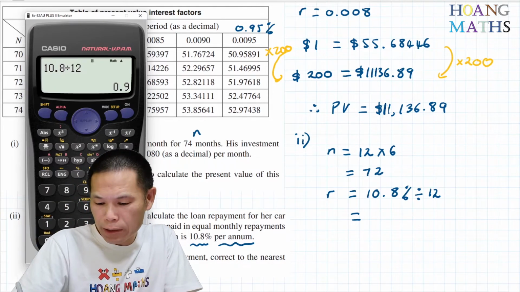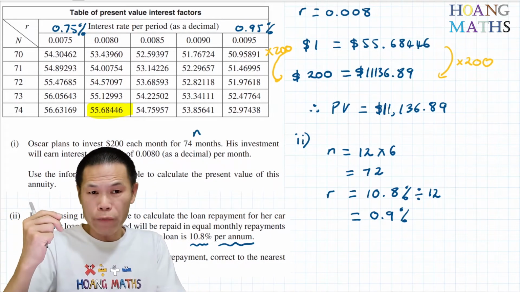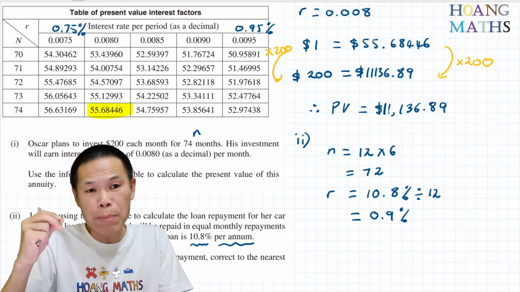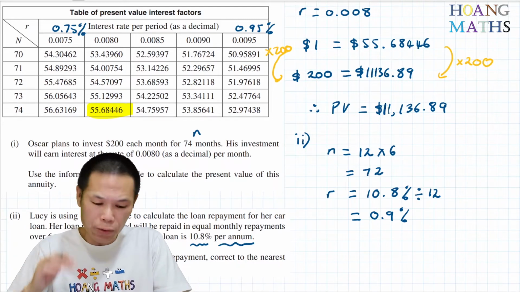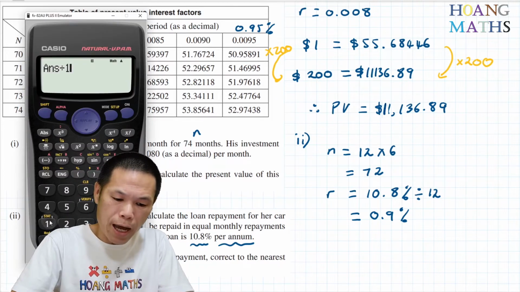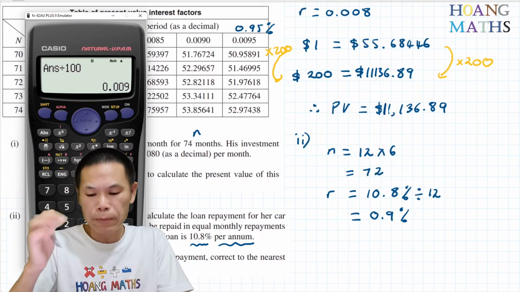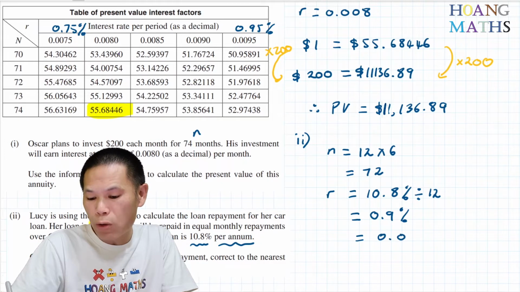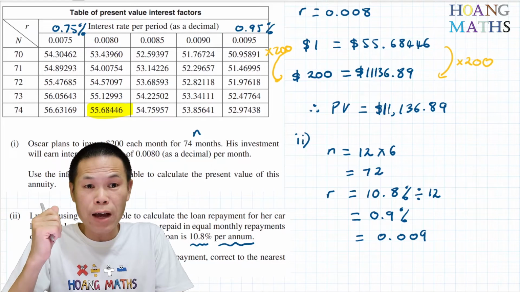0.9%. So this means that if I convert to decimal, I just divide by 100, because 0.9% means 0.9 over 100. So if I divide by 100, that should give me 0.009. So now I can just look up the present value table.